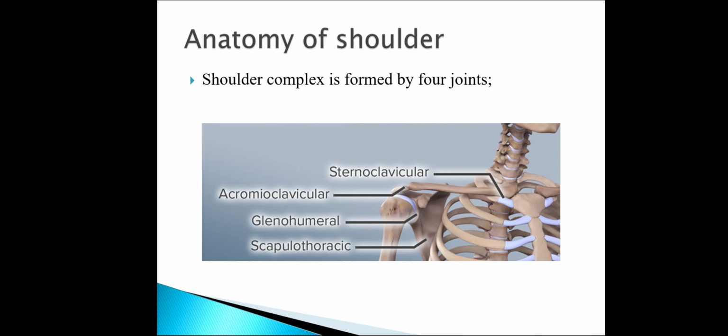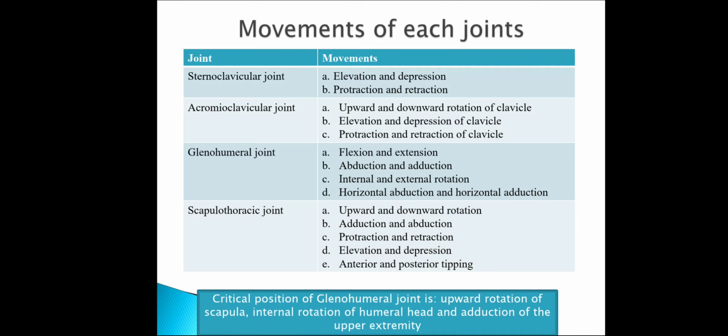Coming to the movements occurring at each joint: sternoclavicular joint, clavicular elevation, depression, protraction, retraction; acromioclavicular joint, upward rotation, downward rotation, elevation, depression, protraction, retraction of the clavicle; glenohumeral joint, flexion, extension, abduction, adduction, internal and external rotation, horizontal abduction and horizontal adduction; scapulothoracic joint, upward rotation, downward rotation, adduction, abduction, protraction, retraction, elevation, depression, anterior and posterior tipping of the scapula.